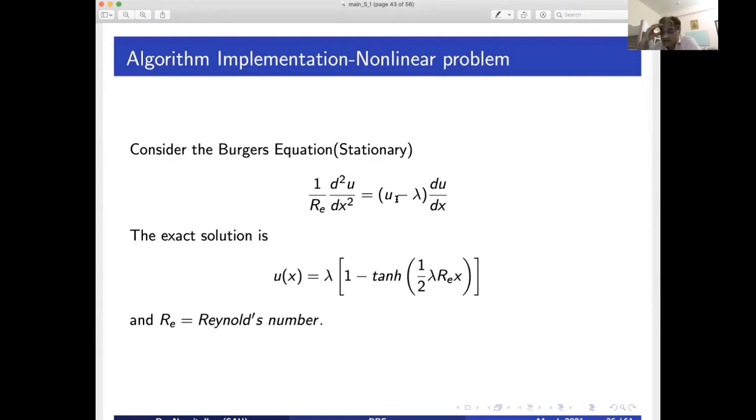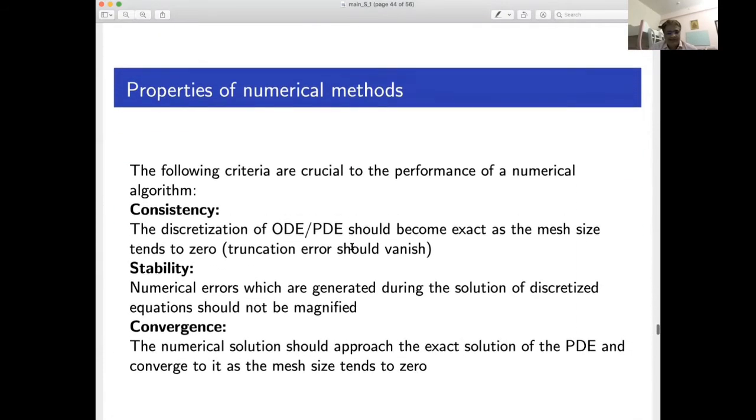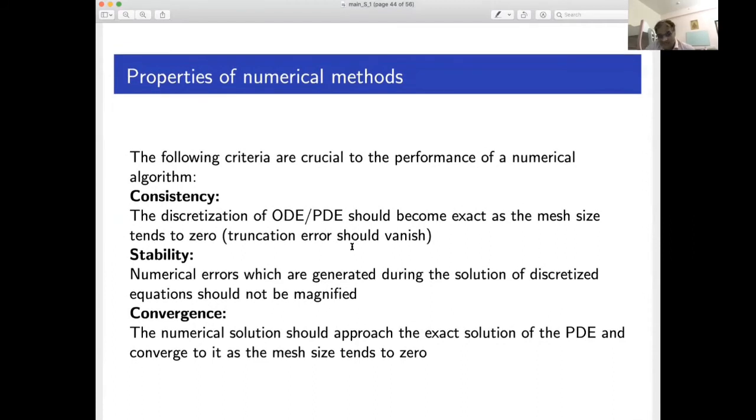Now the big challenge is, well, I have derived a method, but is it correct? We have to check whether this is correct or not. This checking of whether it is right or wrong is done with the help of some interesting theory, called consistency, stability, and convergence.